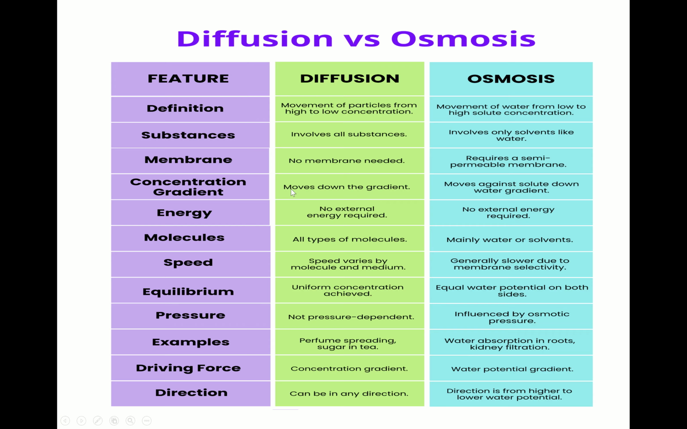It is very selective in nature. And what about concentration gradient? Diffusion moves down the concentration gradient, whereas osmosis moves against a solute gradient, down the water gradient. So diffusion is directly proportional to the concentration. If the concentration is more, then the diffusion is also more. Whereas osmosis is the reverse of that. So it moves against the solute concentration. If the solute concentration is more, then osmosis is less.